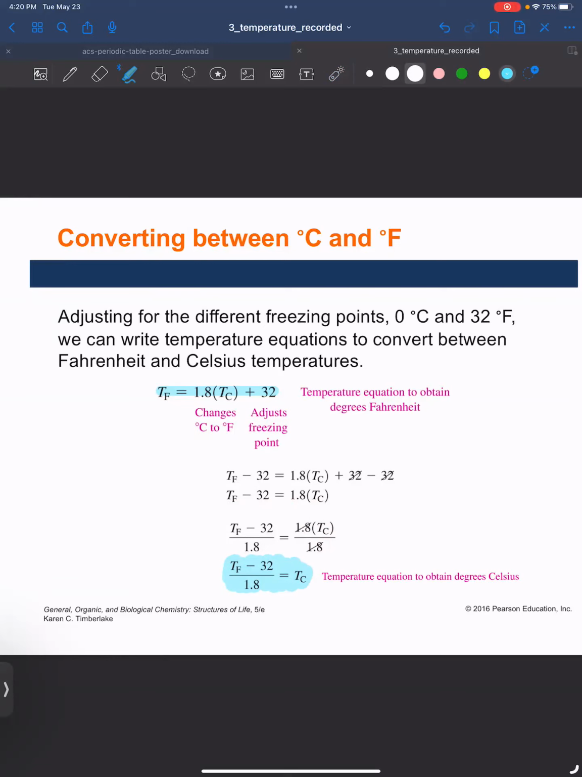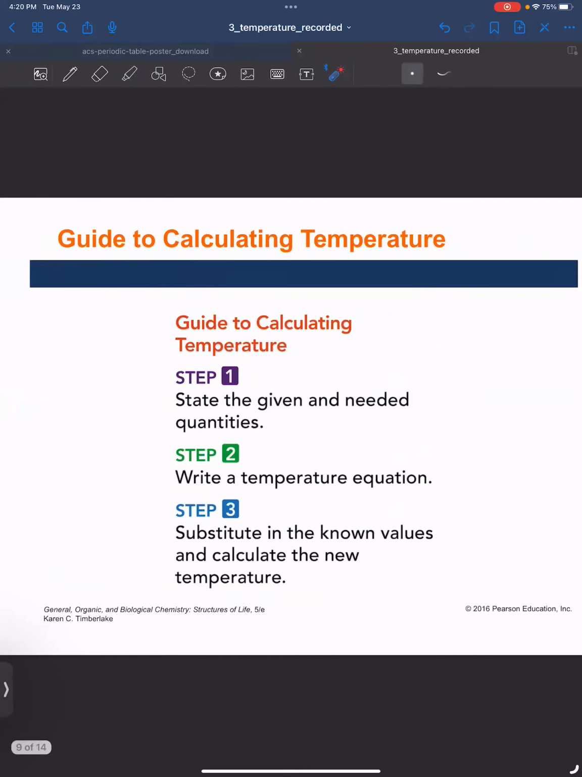Now you're going to be converting between different temperature scales for the rest of the semester, so let's talk about a plan for calculating temperature. As always with any problem solving, state the given and needed quantities. If you need to determine the temperature in a different scale, then write the temperature equation. Your final step is to substitute the known values and calculate the new temperature.